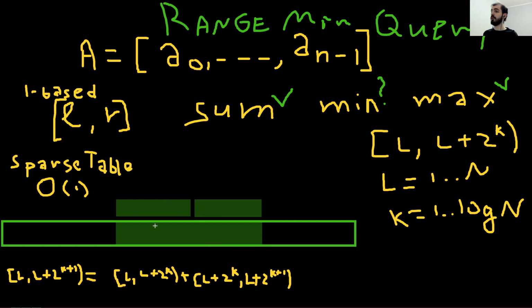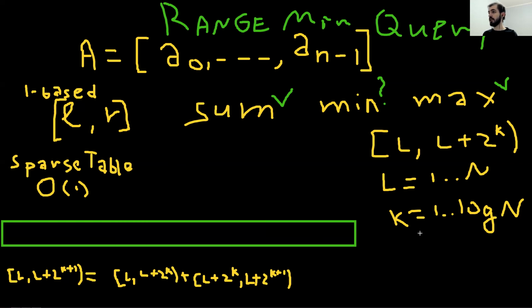Because you just make 2 queries to the previous layer, to k, which is 1 smaller. And for k equal to 0, these intervals correspond to a single element of the array. So because of that, you can build a sparse table in linear arithmetic time, so that's n log n. It takes n log n space, and it can answer queries in constant time. So let's actually talk about it.